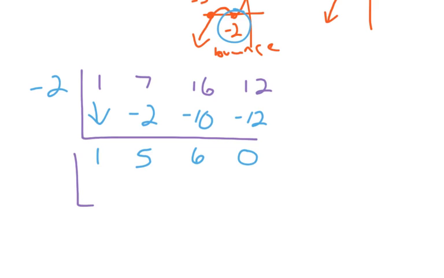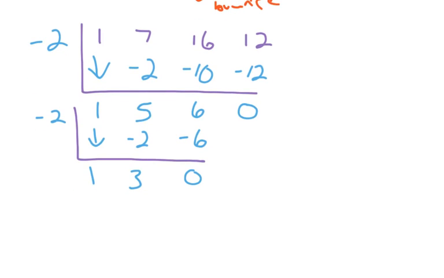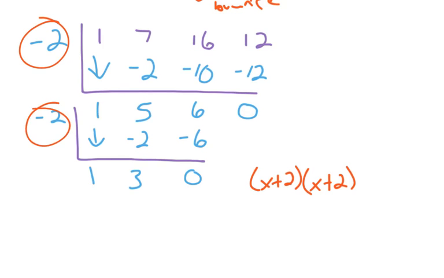So I'm going to bring down another L, put a negative 2 there, bring down the 1. 1 times negative 2 is negative 2. 5 plus negative 2 is 3. 3 times negative 2 is negative 6, and we get another 0. Okay? So what this leaves me with so far is that I've got x plus 2, that's what this one tells me. I've got another x plus 2, because that's what this one tells me. And then this is the remainder.